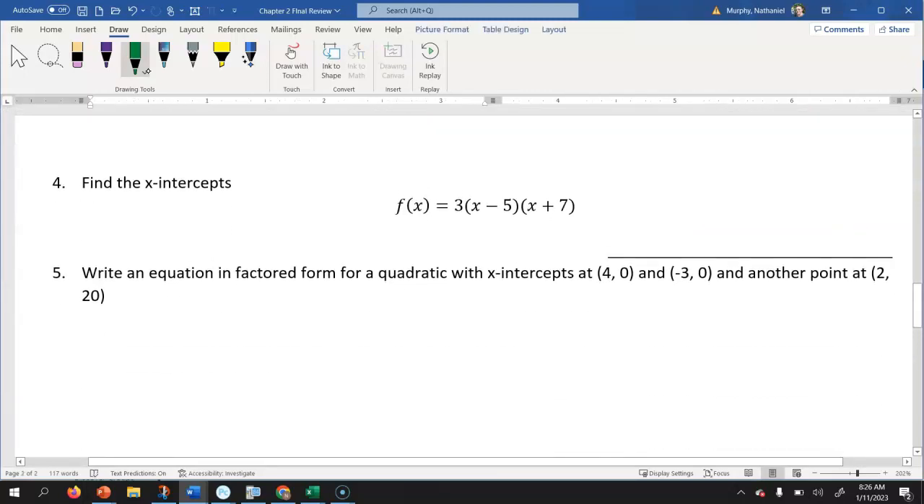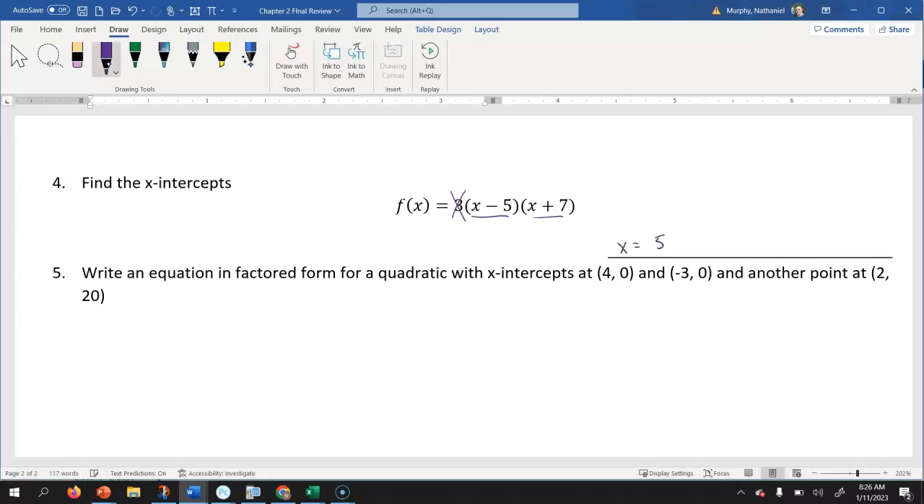All right, so for number 4, they just asked us to find the x-intercepts. Now the x-intercepts, we get that every time we have a factor with an x involved. So we're not going to get an x-intercept from that 3. So if this were a multiple choice question and one of the choices was 3, that would be wrong. If I set those factors equal to 0 and solve them, we would get that our x-intercepts would be 5 and negative 7. Or we could list them as coordinates: (5, 0) and (-7, 0).